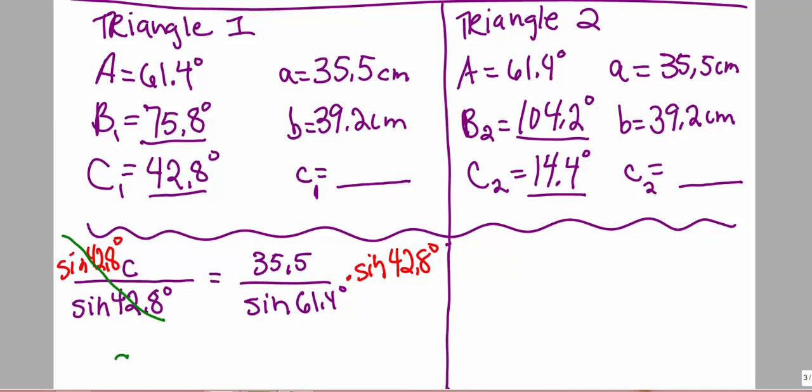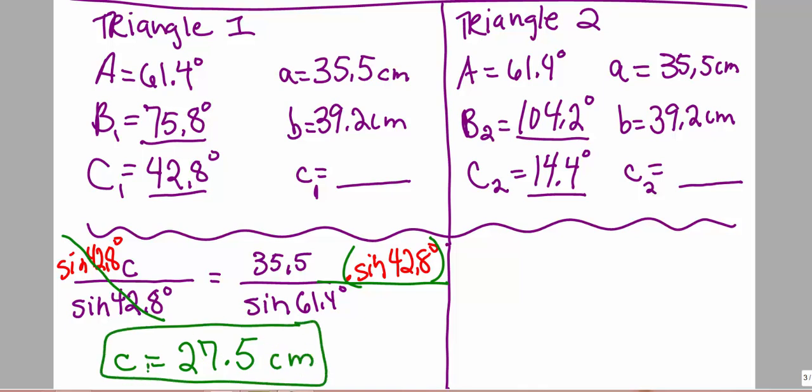These will cancel and we're left with C is equal to. And we're going to put all of this into our calculator. So 35.5 times sine of 42.8 degrees divided by sine of 61.4 degrees. And we're going to solve for side C here, and let's round to the nearest tenth. So I get 27.5 centimeters for side C within triangle 1.